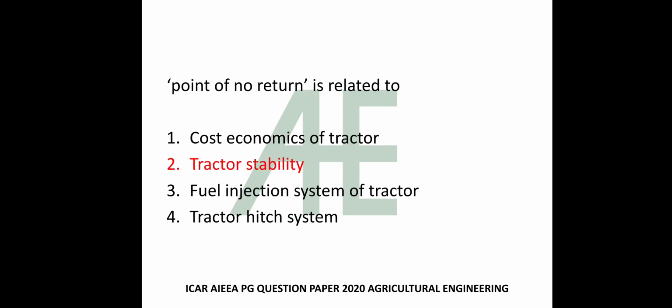Point of no return is related to: cost economics of tractor, tractor stability, fuel injection system of tractor, tractor hitch system. The answer is tractor stability. Point of no return is the point at which the tractor cannot come back on its front wheels, meaning after some time the front side of the tractor gets lifted, and at a certain point it will fall backwards, it will never come back on the front side.